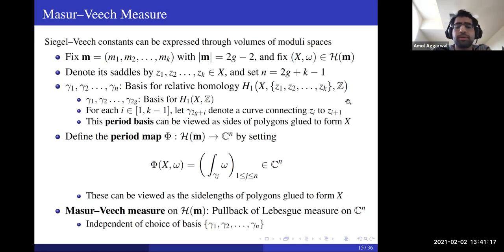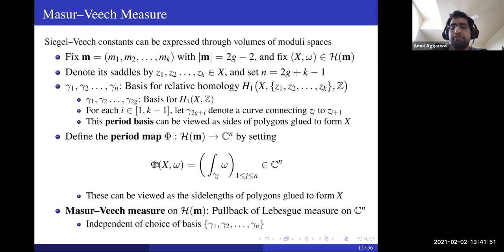This is sometimes called a period basis. And again, geometrically, one can interpret this as the sides of the polygons that are glued to form X. So these gammas are simply parametrizing the sides of polygons that one glues to form the surface X. One defines next the period map, which is basically just coordinatizing these sides. So one takes your one-form and integrates along gamma j, and one gets a number. One does this for each j between 1 and n.